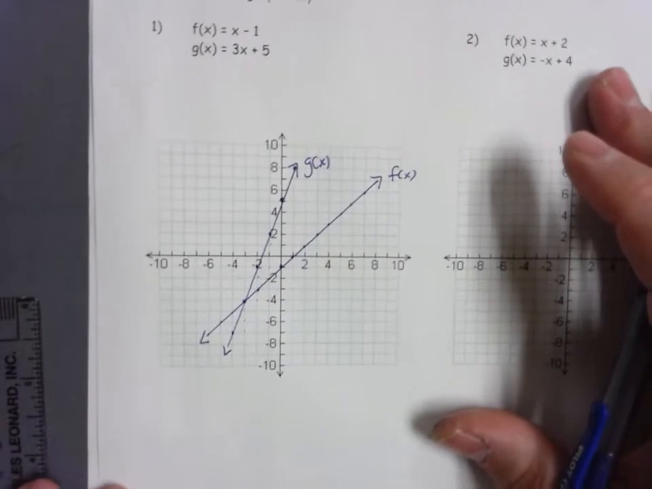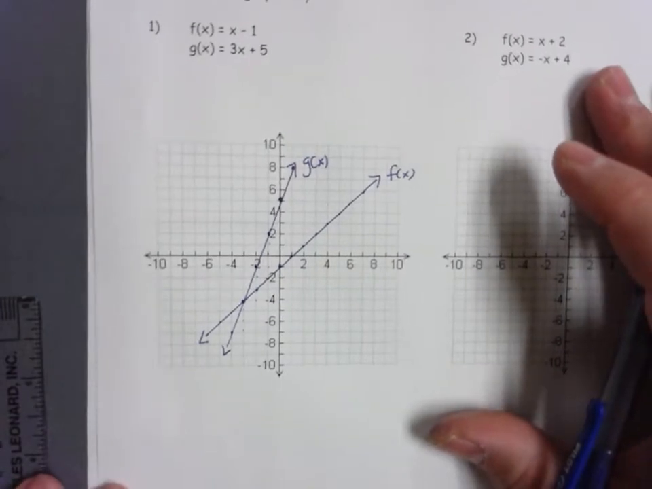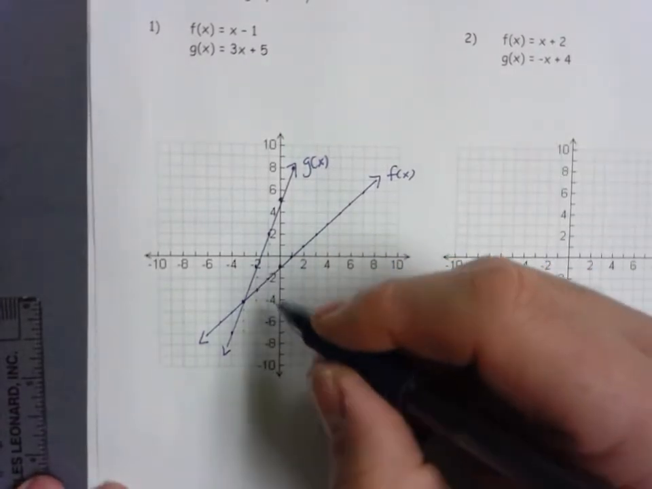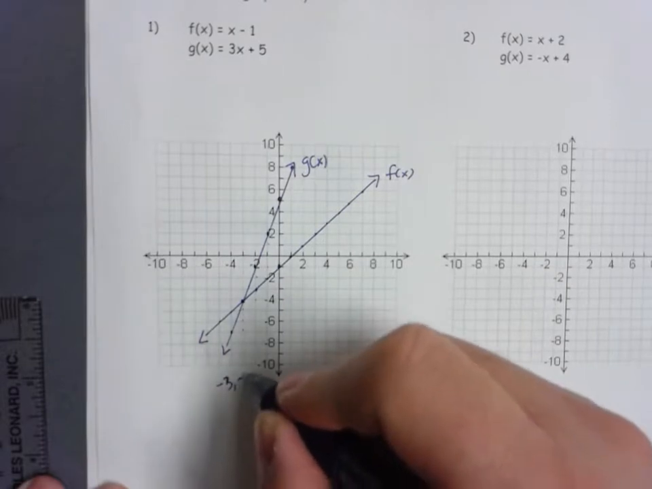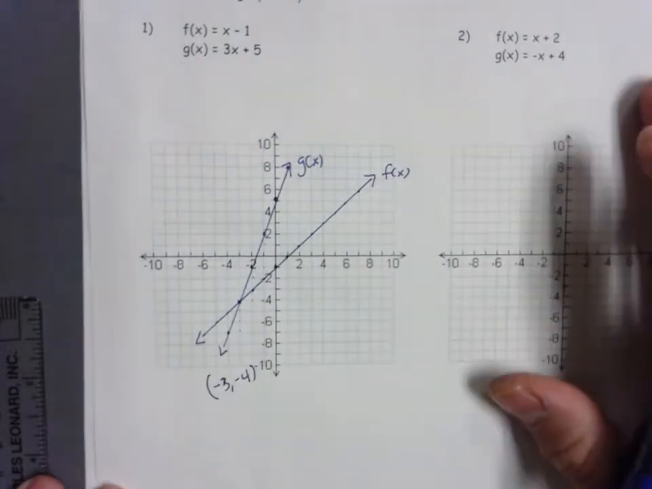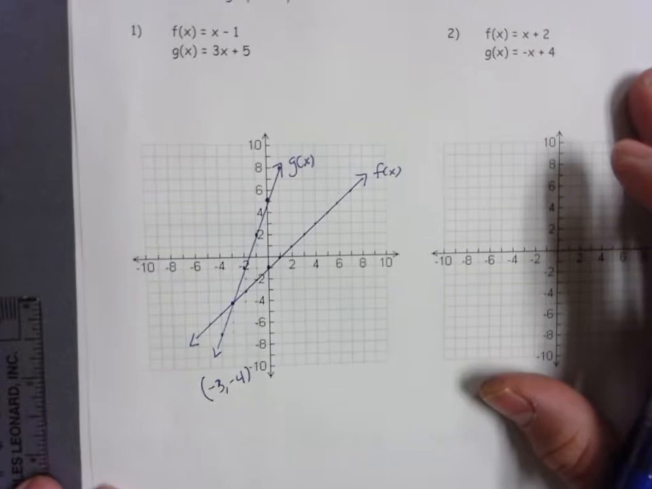Okay. And as we see, we have our point of intersection here. It is at negative 3, negative 4, which can then be substituted in to prove that it in fact works.